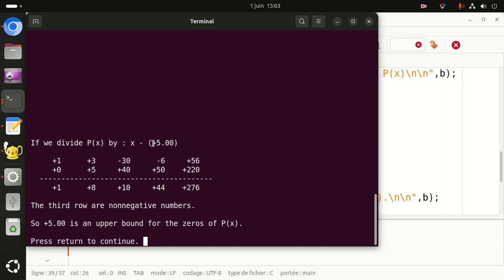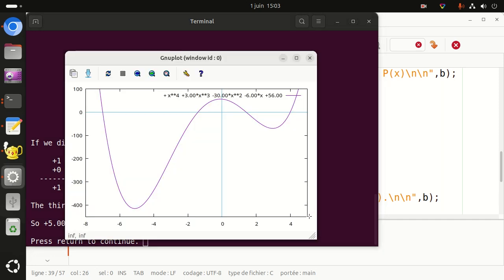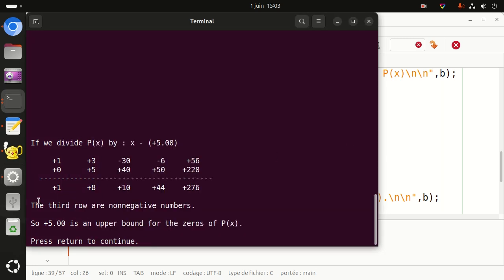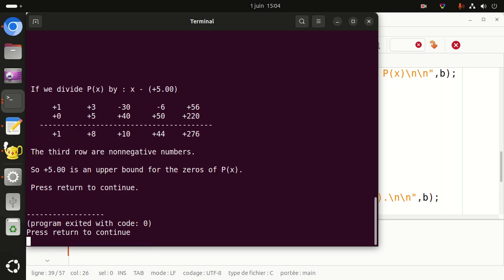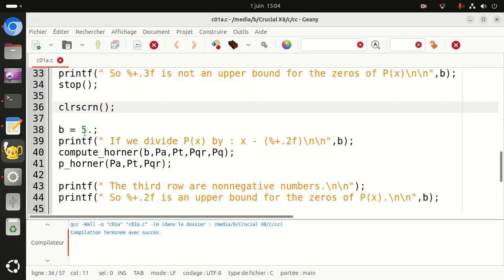Now for b I have chosen the value 5. 5 is here. All the coefficients in the first row are positive, plus, plus, plus, plus, plus. So plus 5 is the upper bound for the roots of P of X. I try 15, for example.